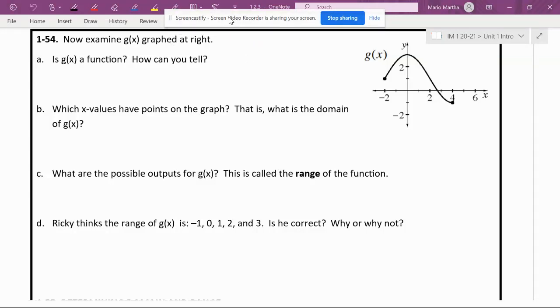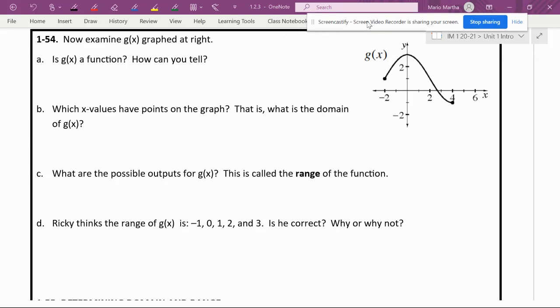All right, welcome back. This would be part two of lesson 1.2.3. So now we want to examine the g of x graph at the right. If you notice quickly, the first thing that should come up is that the function has no arrows at the end. There are just a couple of dots and that's it. That means we have a function with a limited domain and range.